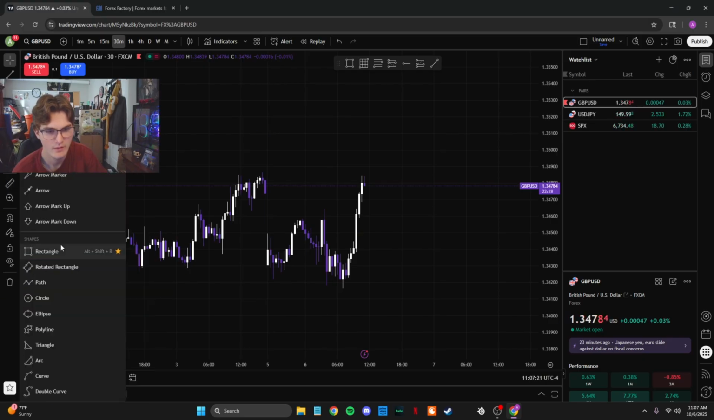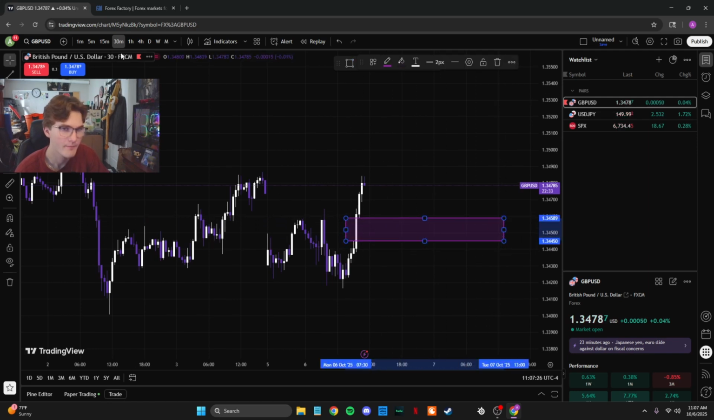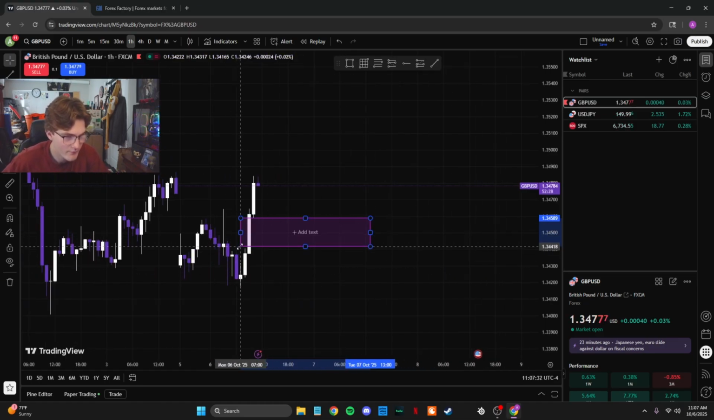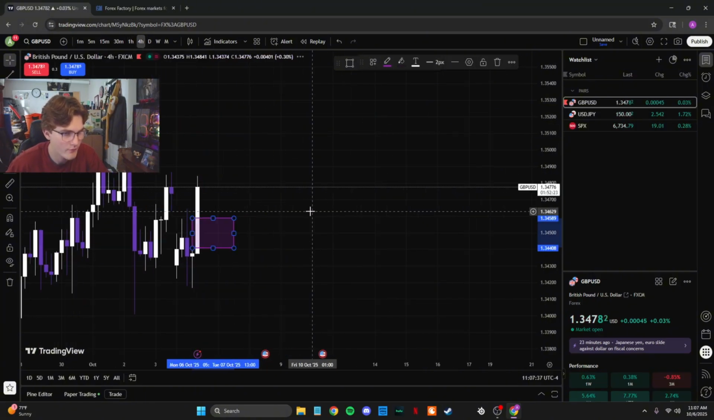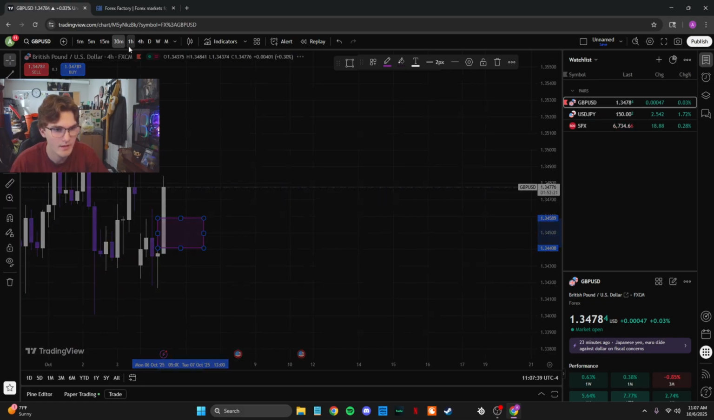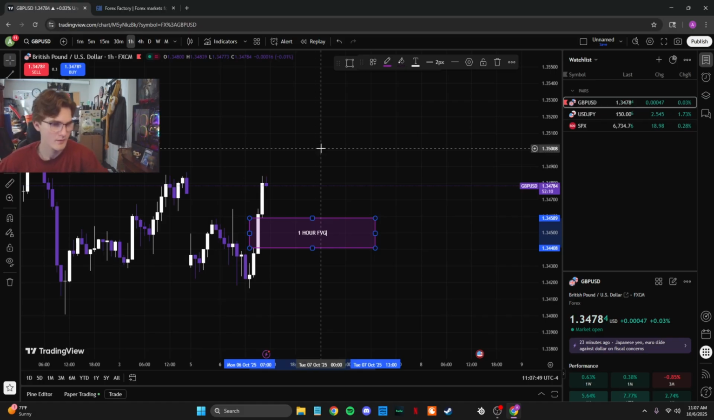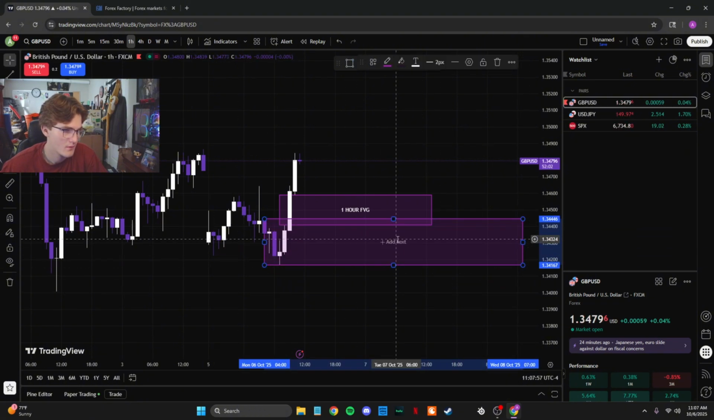Here we go. So there's this 30-minute fair value gap right here, which is also part of this 1 hour fair value gap. Call it a 1 hour. It's probably not a 4 hour. Yeah, 4 hour hasn't been made yet. So it's a 1 hour fair value gap. The move that caused this move up would be this order block on the 1 hour.